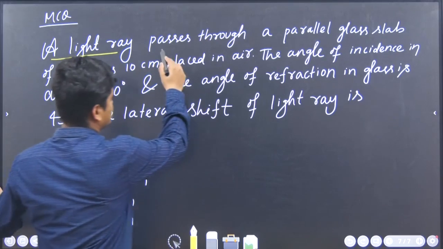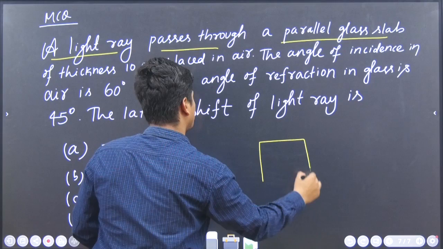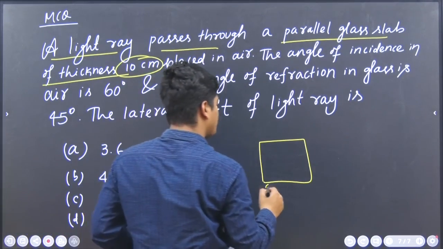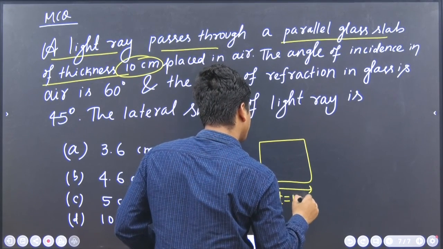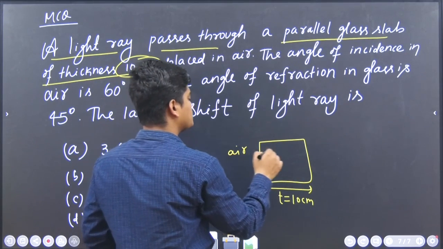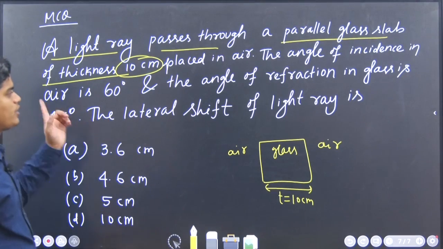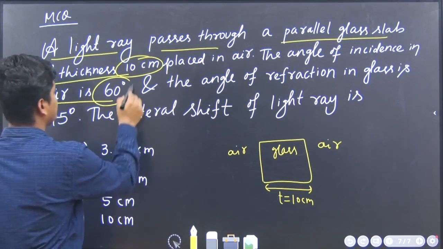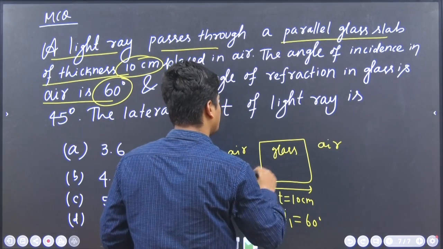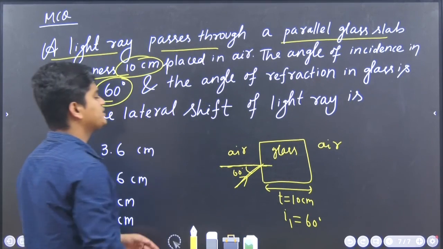A light ray passes through a parallel glass slab. So that means the same thing, a glass slab of thickness 10 centimeter. Thickness 10 centimeter means T is given, T is 10 centimeter. Now it is placed in air, so this is your air, this is your glass, exactly matching our case: air, glass, air. The angle of incidence in air is 60 degree, that means I1 is 60 degree, so light is coming here and this is your angle of incidence, 60 degree.